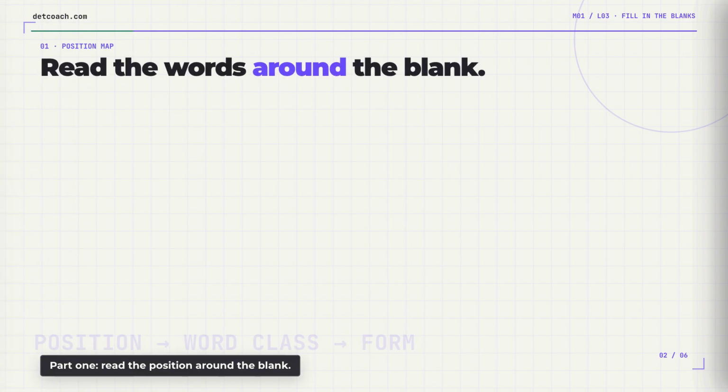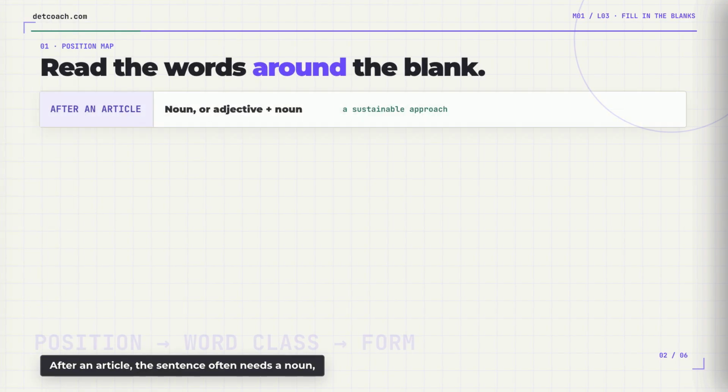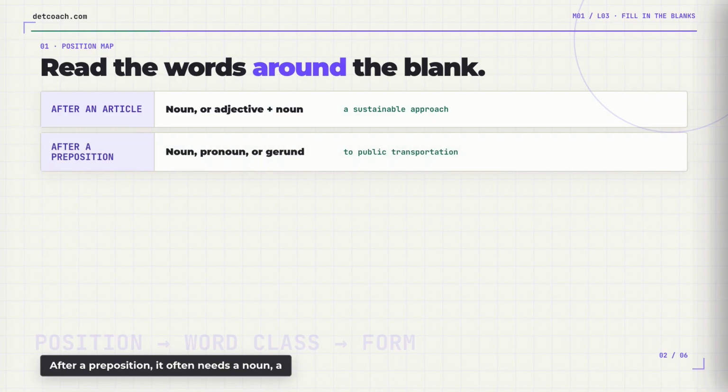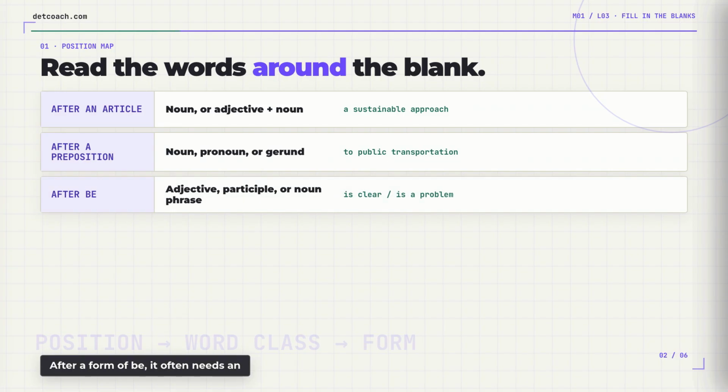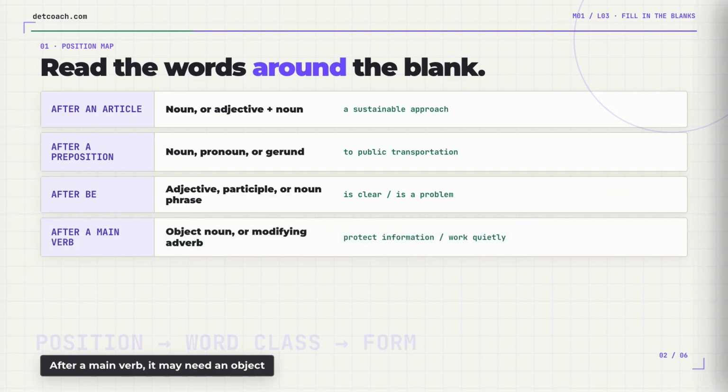Part 1. Read the position around the blank. After an article, the sentence often needs a noun or an adjective followed by a noun. After a preposition, it often needs a noun, a pronoun, or a gerund. After a form of be, it often needs an adjective, a participle, or a noun phrase. After a main verb, it may need an object noun or an adverb that modifies the action.